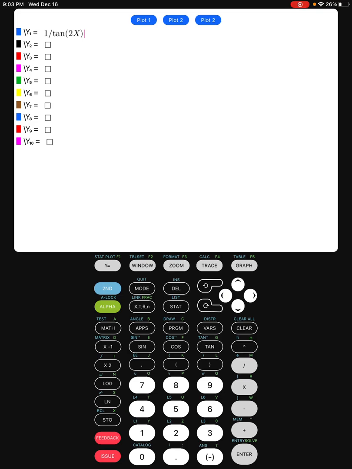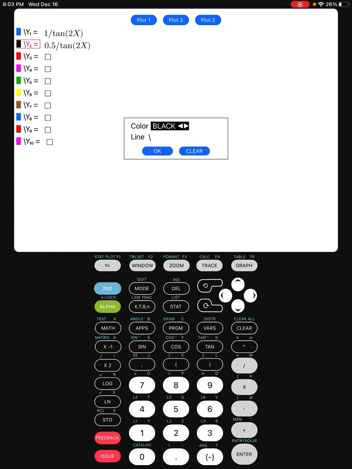Okay. At the same time, I am going to graph number 6, which is 1/2. I'm just going to use 0.5 times the cotangent, or 0.5 divided by the tangent of 2x, and we're going to compare these. Okay.